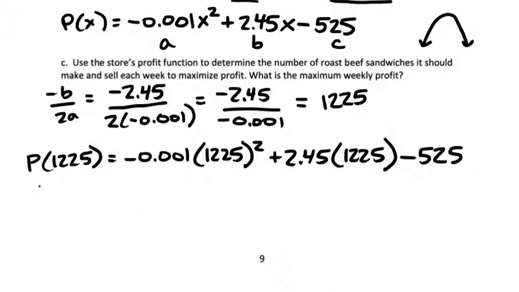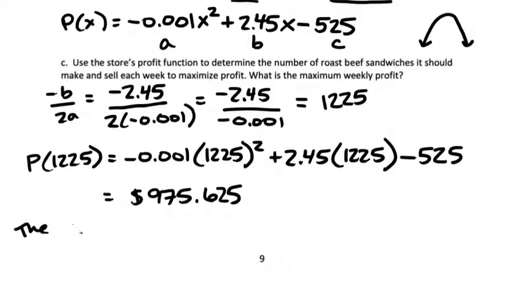If you look in the solutions file for the notes, I do show kind of how to go step by step. First you need to square the 1,225 and then multiply that by negative 0.001. These two need to be multiplied and then you can add everything together. I'm going to skip that for right here and just go straight to the answer of $975.625.